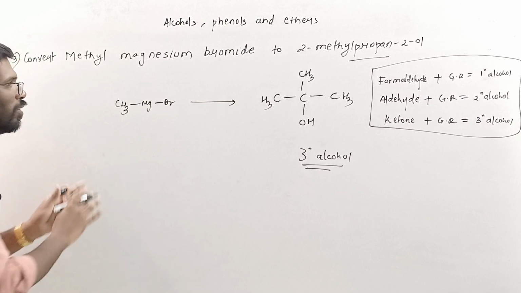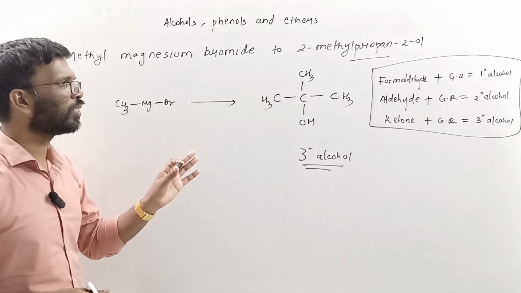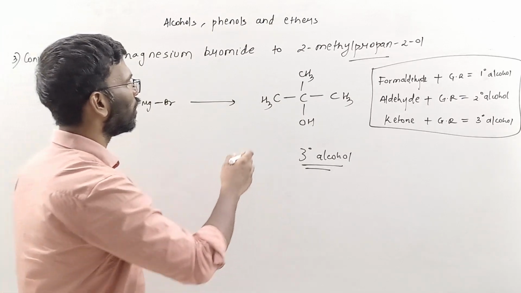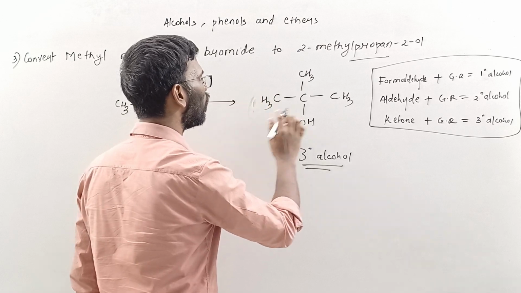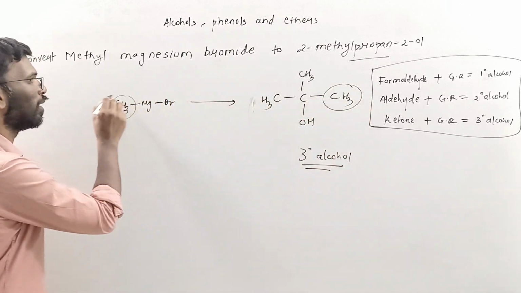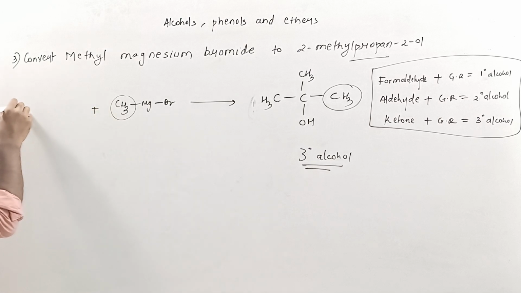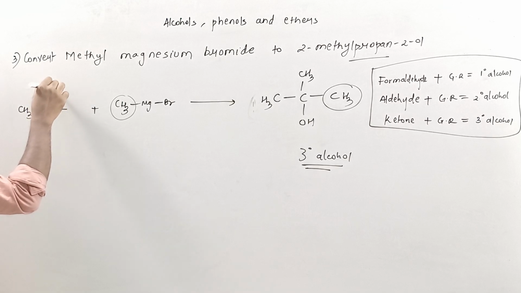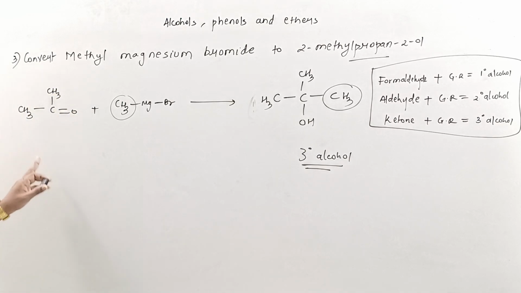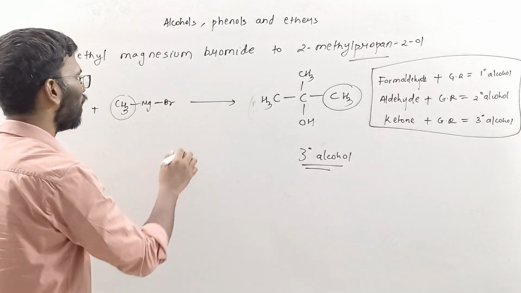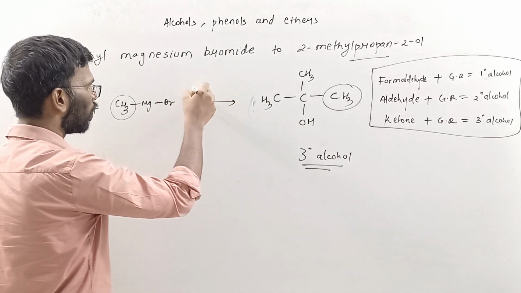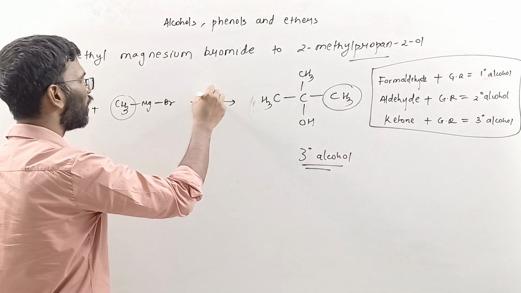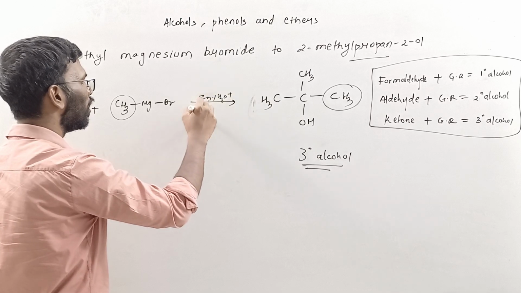So what should I react with this? I should be reacting with a ketone. Now you see that there are 3 carbons, right? There are 3 carbons and one is getting attached. That is from the methyl. So what ketone should it be? It should be acetone. CH3, C double bond O, CH3. Right? So you will react this methyl magnesium bromide with it, followed by Zn and H3O plus, which means hydrolysis.